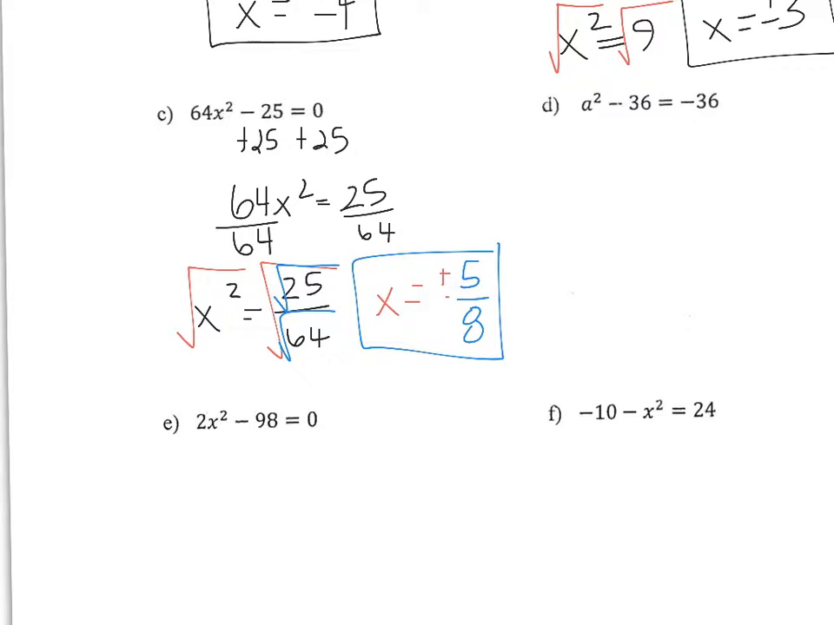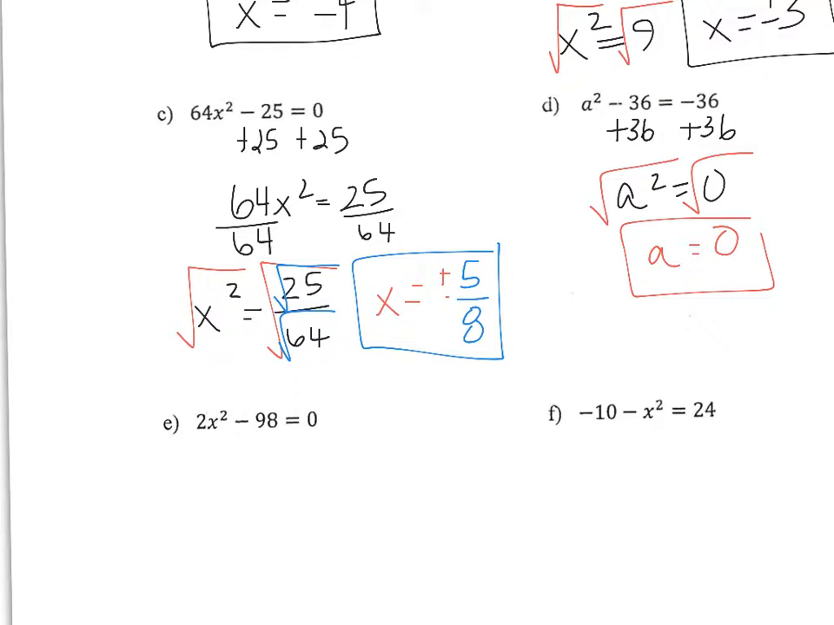And then letter D, I'm going to add 36 to each side. So I get a squared equals 0. And I'm going to take the square root. So a equals plus or minus 0. I don't really need to write plus or minus 0 because it's just 0. Positive 0, negative 0 are both 0.